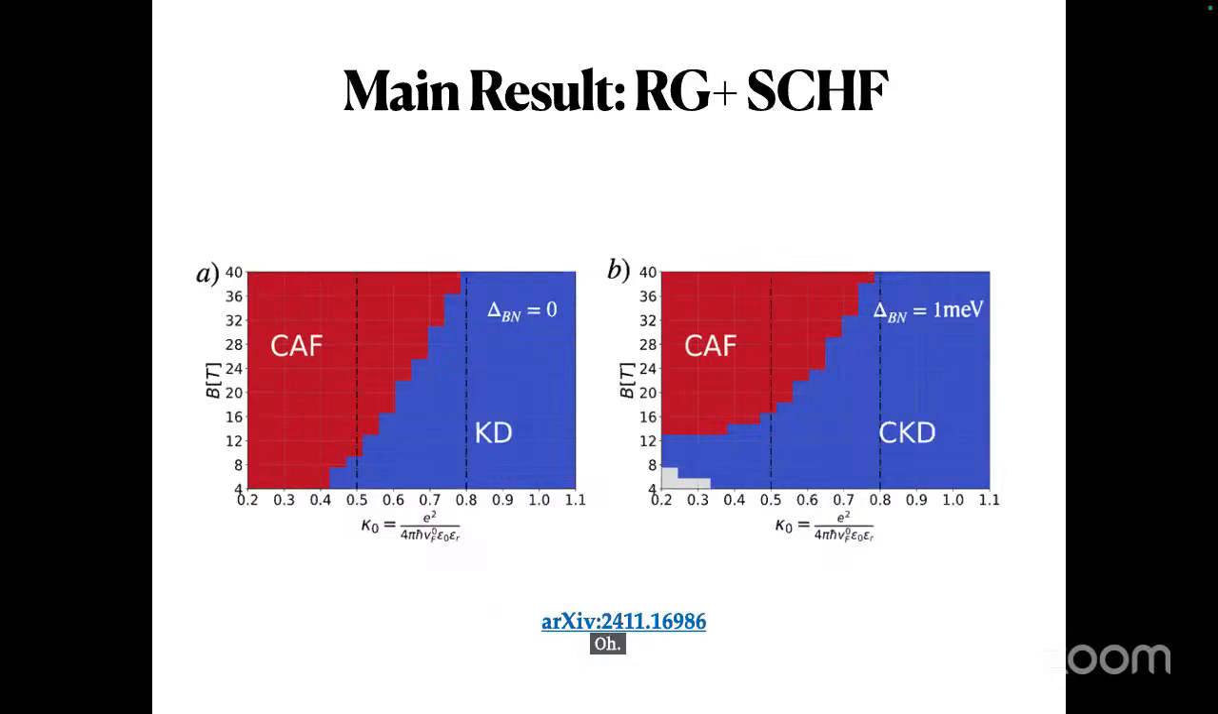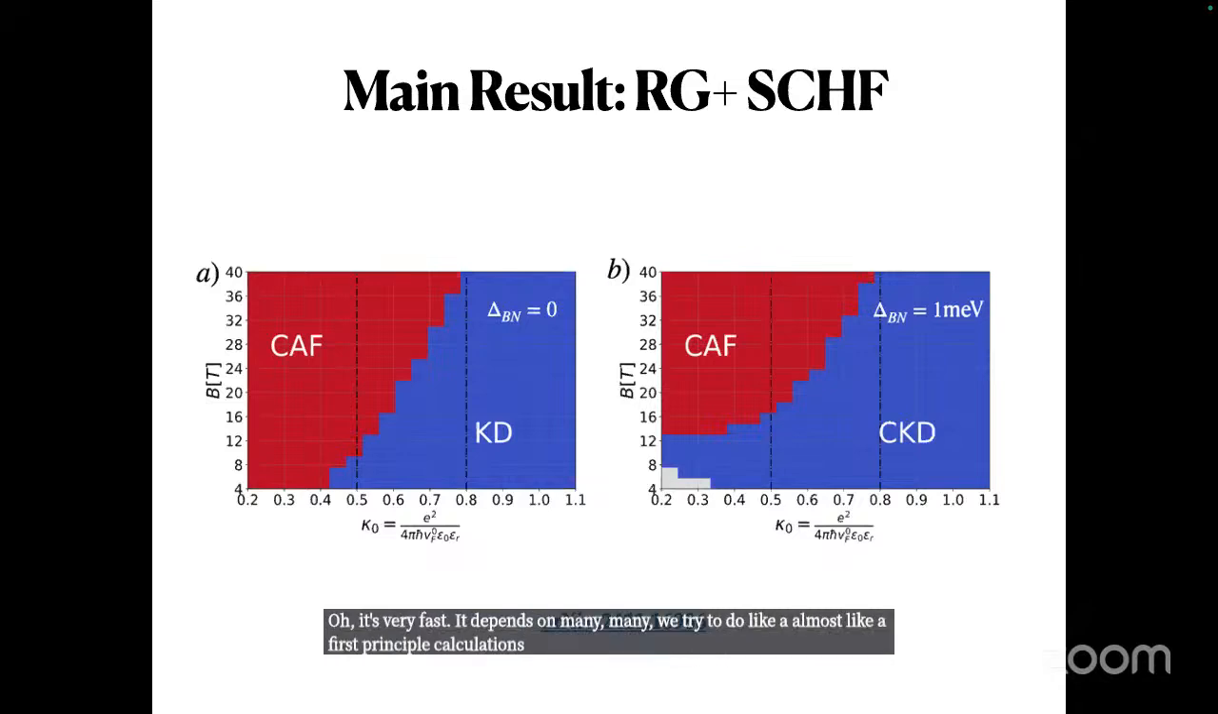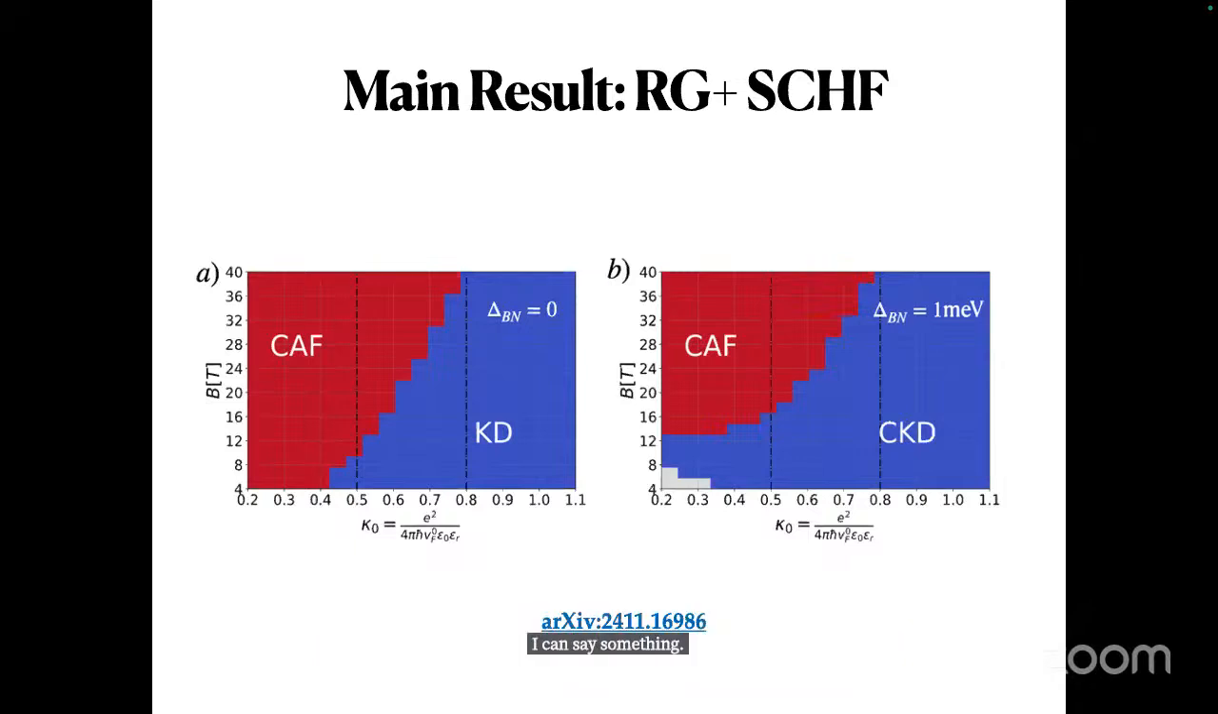It's very tough. It depends on many things. We try to do almost like first principle calculations. I can point out some coupling constants that are relevant to driving this in perturbation theory. But in these calculations, there are a lot of things going on. I can address your question later.